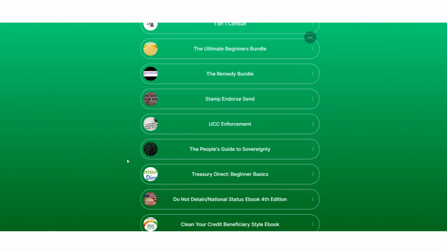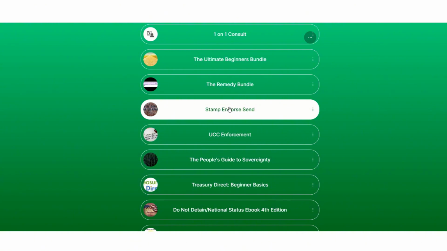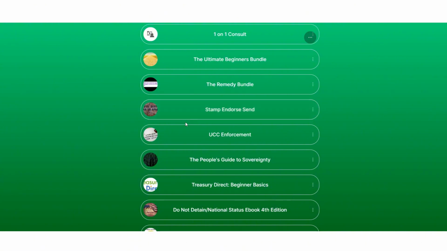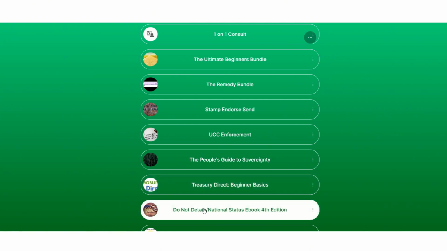she's got a lot of processes. She shows you how to enforce the UCC when dealing with consumer credit, how to endorse stamps dealing with your accounts, the statements of your accounts, the Treasury book, and how to open up a Treasury Direct account. Do not detain.